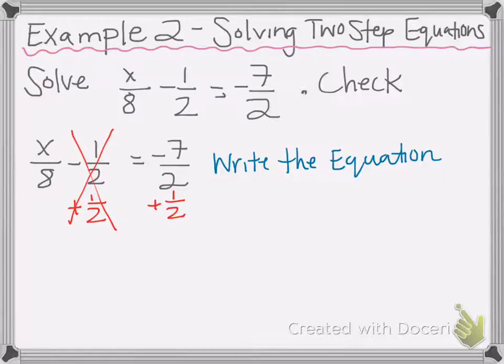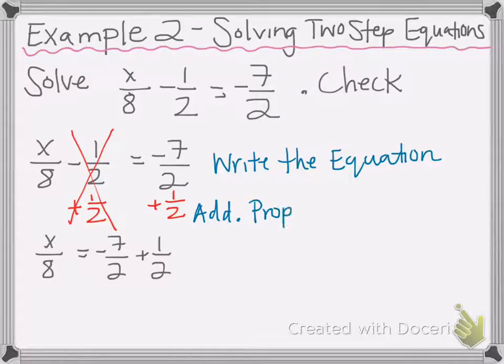So let me go ahead and rewrite that. We have x over 8 equals negative 7/2 plus 1/2. Okay, and that step, for my note-taking purposes, was the add. Remember, we're on a nickname basis, add prop of equality. Does that make sense? Awesome.